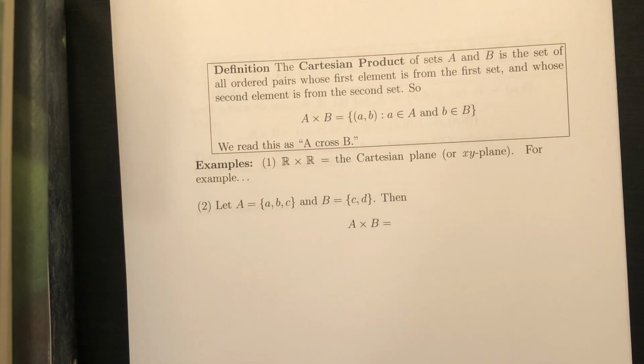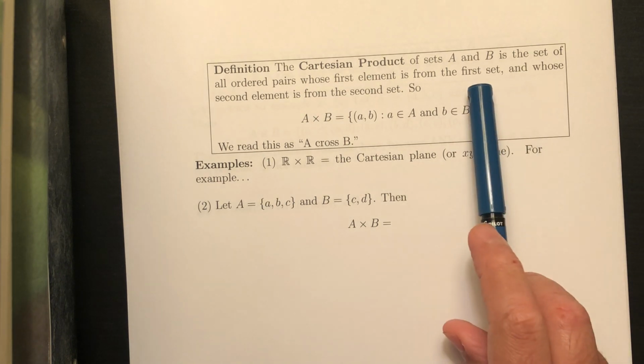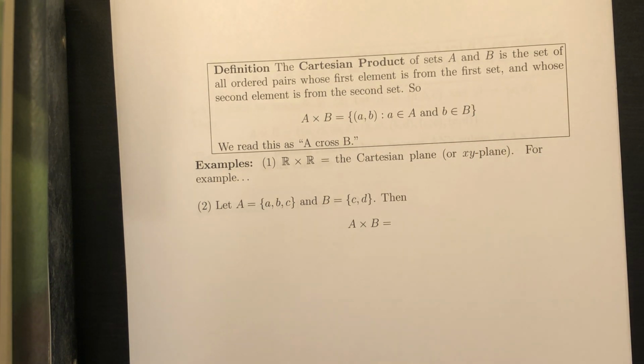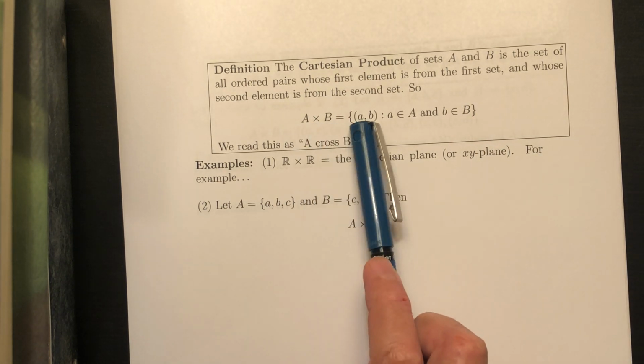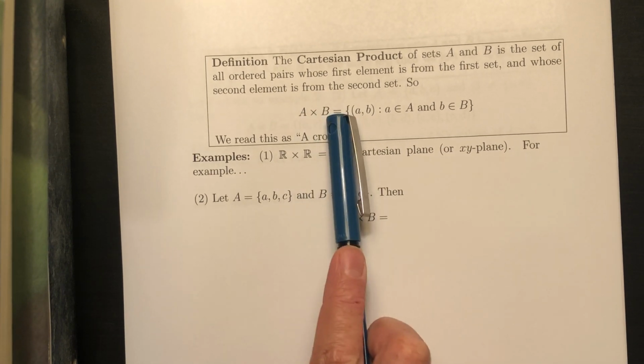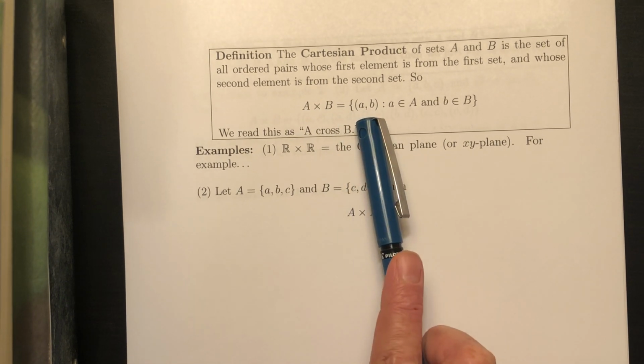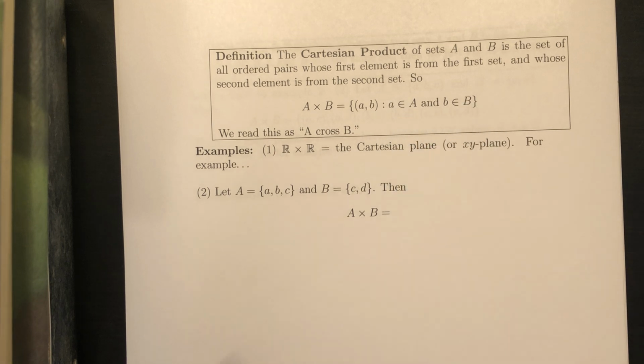Okay, now, we say that the Cartesian product of sets A and B is just a set of all ordered pairs whose first element comes from the first set and whose second element comes from the second set. So we would write A cross B, that's how we read that, A cross B. It's just a set of all ordered pairs where we choose one element from the first set and one element from the second set. We've seen this, of course. The Cartesian plane is just the Cartesian product of the real numbers cross the real numbers.